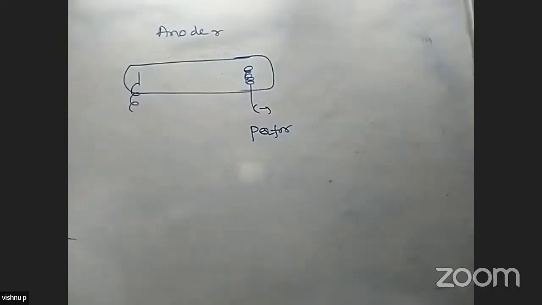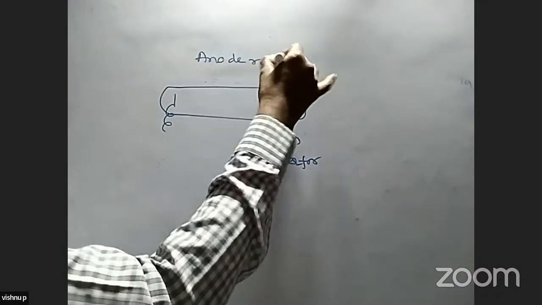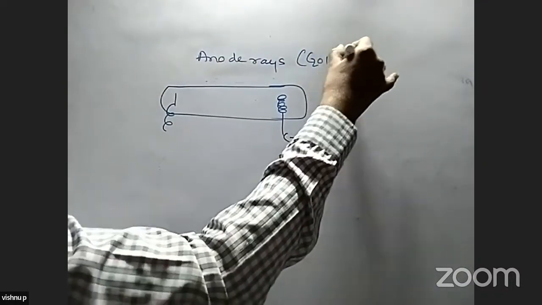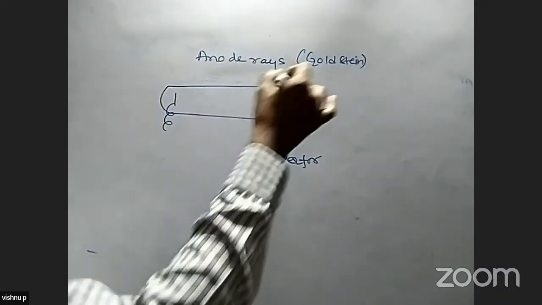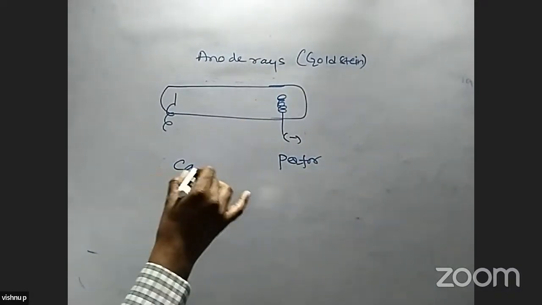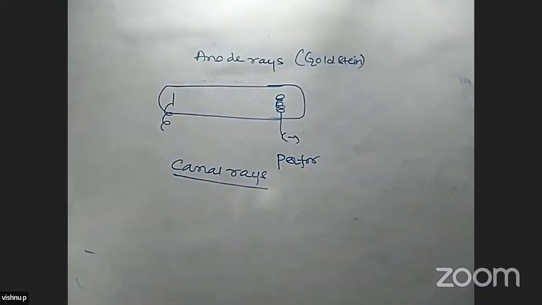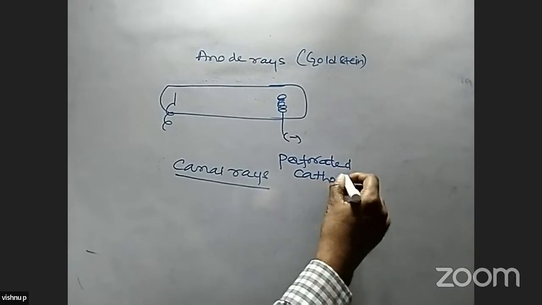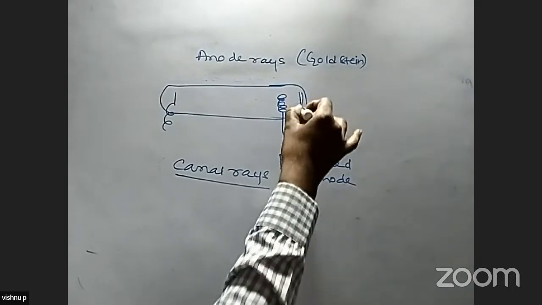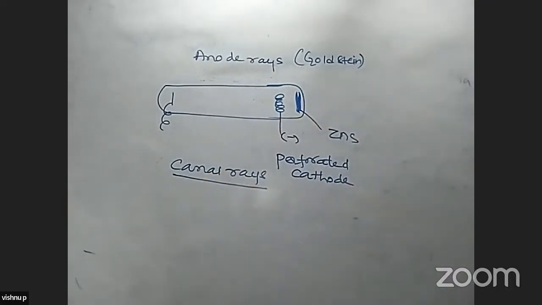Anode rays were discovered by the scientist Goldstein, and this is also called the canal rays experiment. Why is it called the canal rays experiment? In this case, we use a perforated cathode which contains very small pores, and one fluorescent material is used, the zinc sulfide screen.